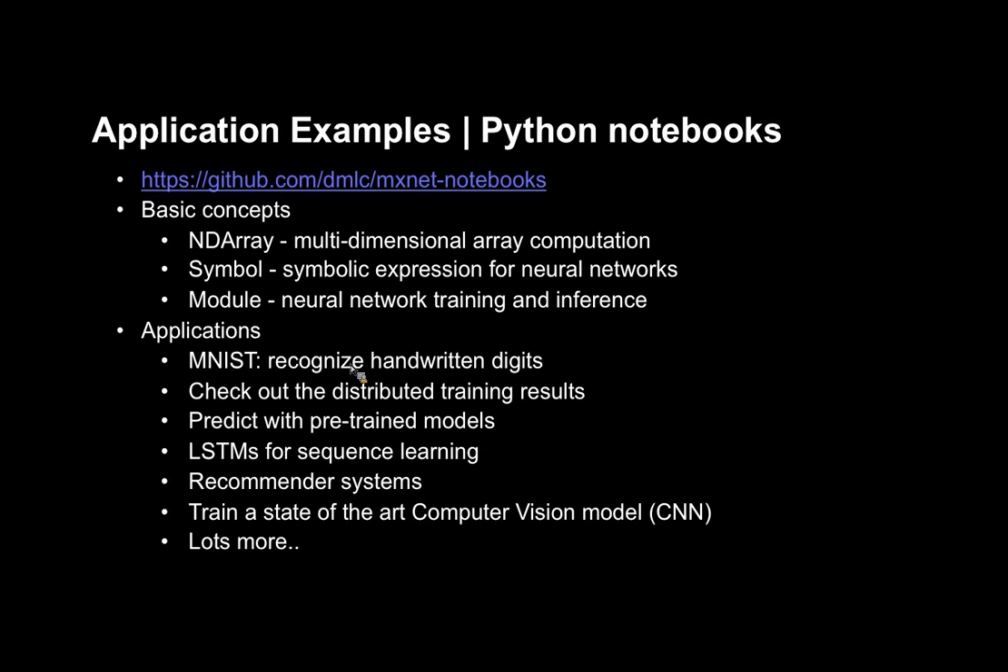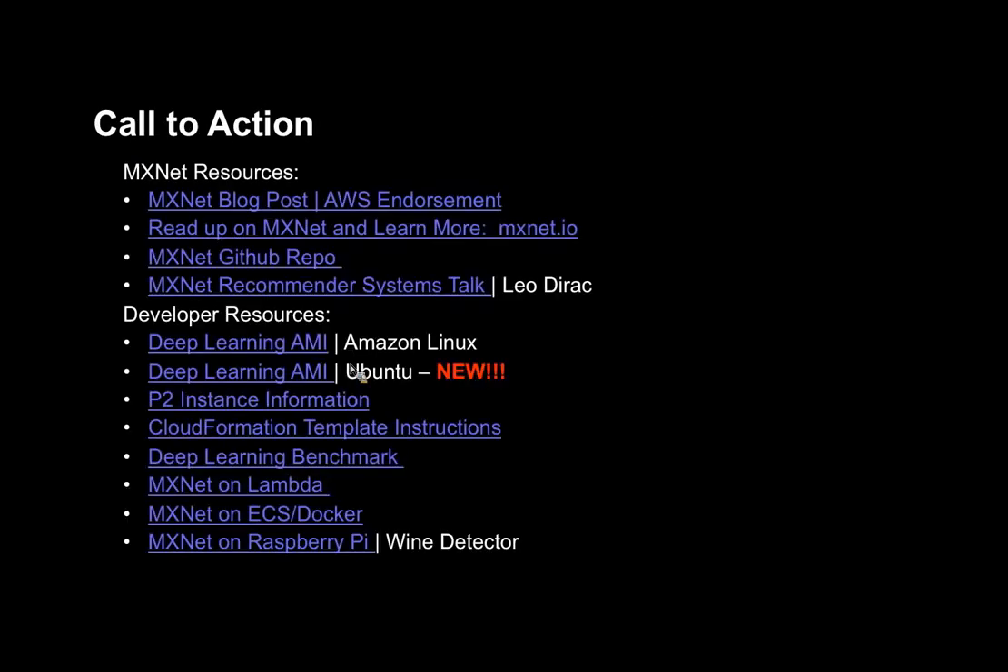The notebooks that I showed as examples are available on GitHub. We have tutorials that go through some of the basic concepts. There are applications, and we have pre-trained models that you could use to either extend or deploy in production. We also have a lot of resources through blog posts and GitHub and videos that teach you how you can get started on MXNet.